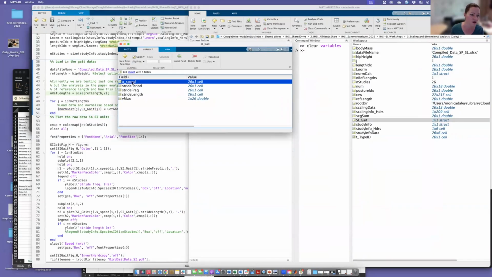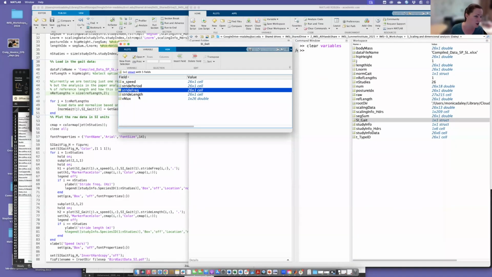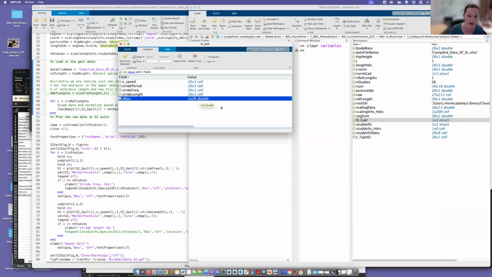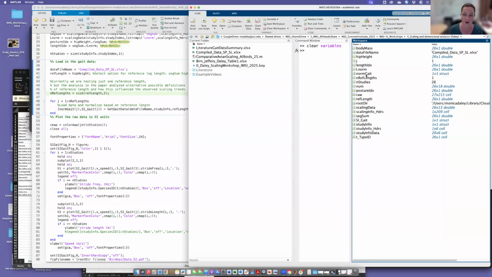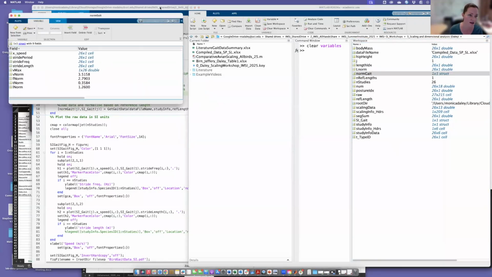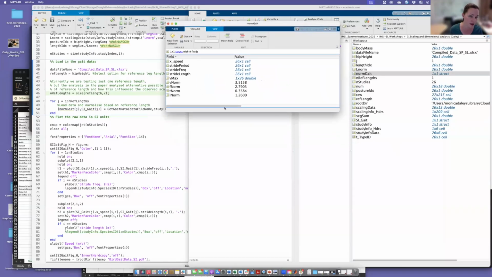But most notably, we have our gait data in SI units in a structure in MATLAB. So here, speed would be in meters per second, stride period in seconds, stride frequency in hertz, stride length in meters, and Vmax, the maximum velocity that was observed in the data set. And we also have the normalized gait data, which has been calculated using a function in the MATLAB code to normalize all the data into dimensionless quantities using the quantities that I went through in the presentation, okay? And so now we will have the same variables, but in dimensionless quantities in this one, okay?